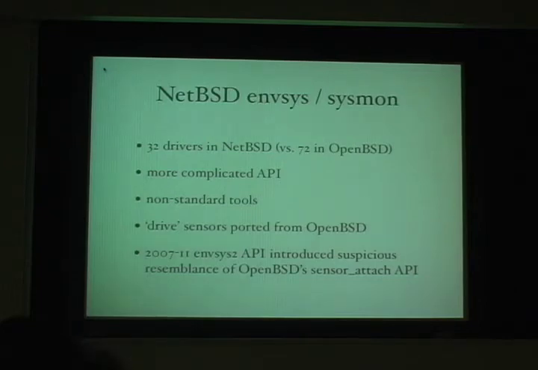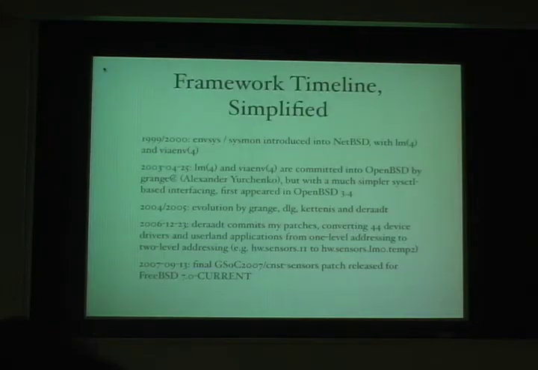NetBSD also has several redesigns of the framework and of their envsys framework. And in 2007, the envsys 2 framework was introduced. Some of its API resembles the API that was introduced in OpenBSD. It increasingly resembles the OpenBSD sensor attach API.